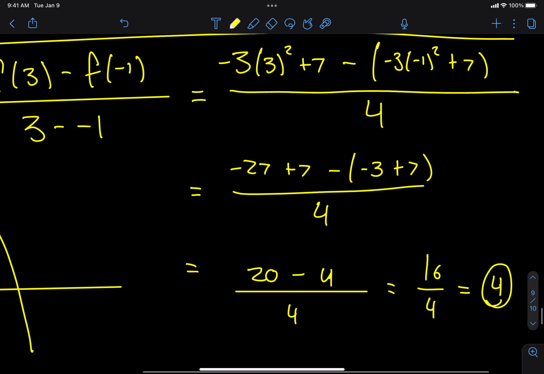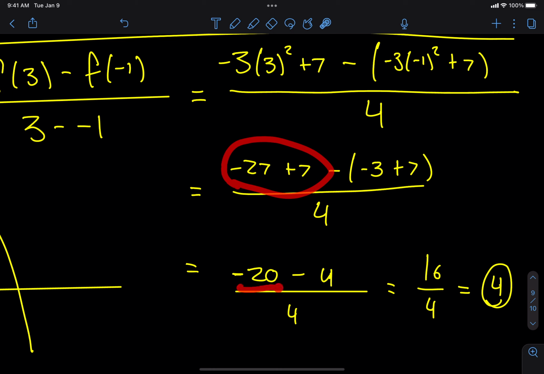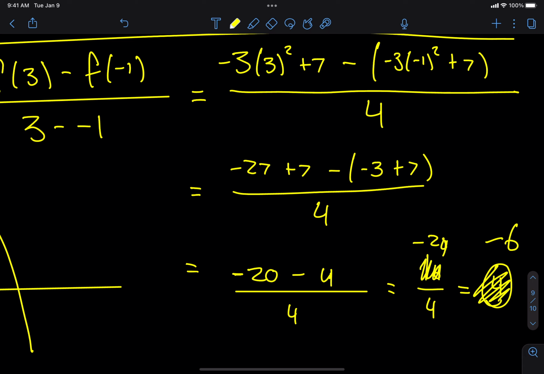I missed something. I missed a negative sign here. This should have been negative 20, right? Negative 27 plus 7 is negative 20. And then minus 4 would not be 16. It would be negative 24. And then this should be not 4, but negative 6. Sorry.